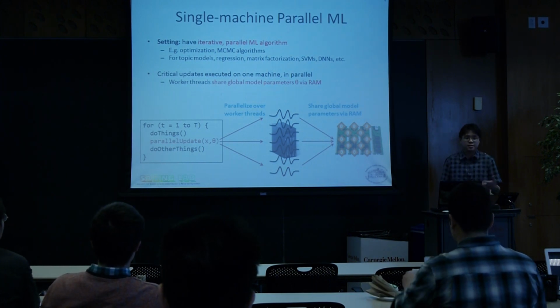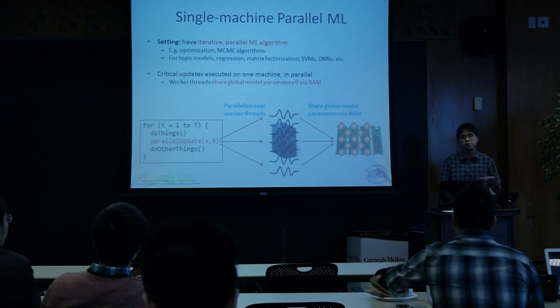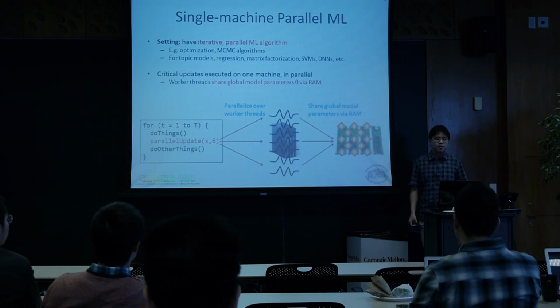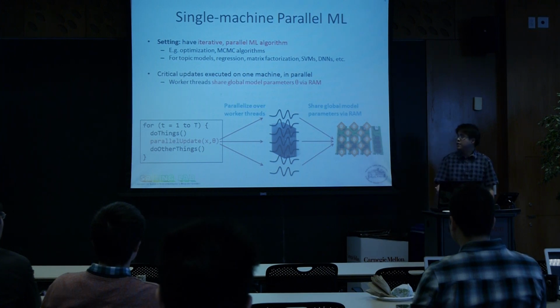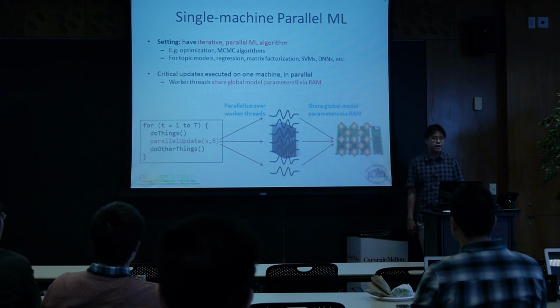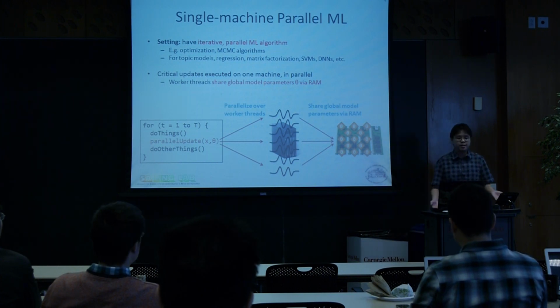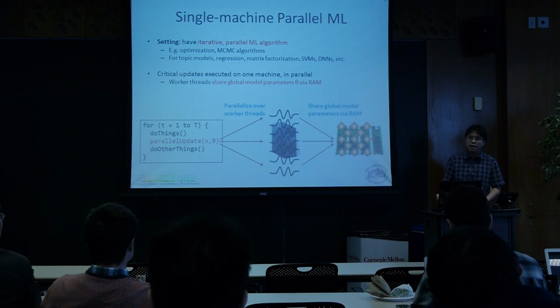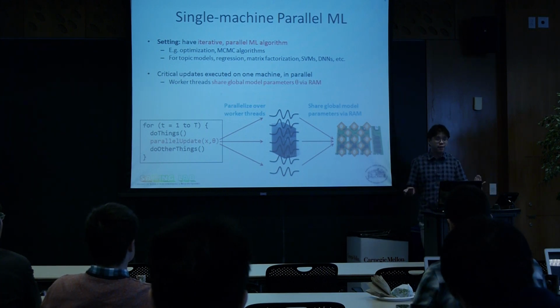Abstractly, we can think of it as there's a for loop from t equals 1 to some capital T or convergence. You do some sequential stuff. You execute a parallel update on the data points x and the model parameters theta, and then you do some other sequential stuff again. That parallel update is going to be parallelized over worker threads in a single machine, and you're going to share the global model parameters in RAM.